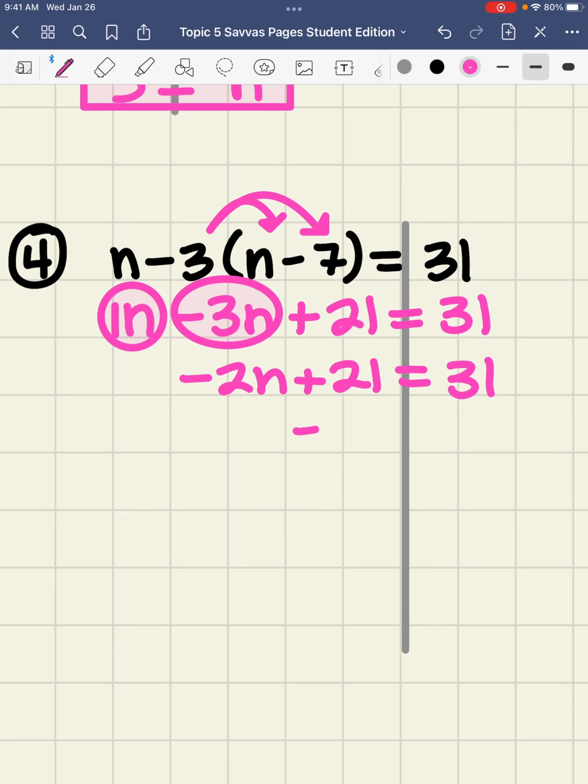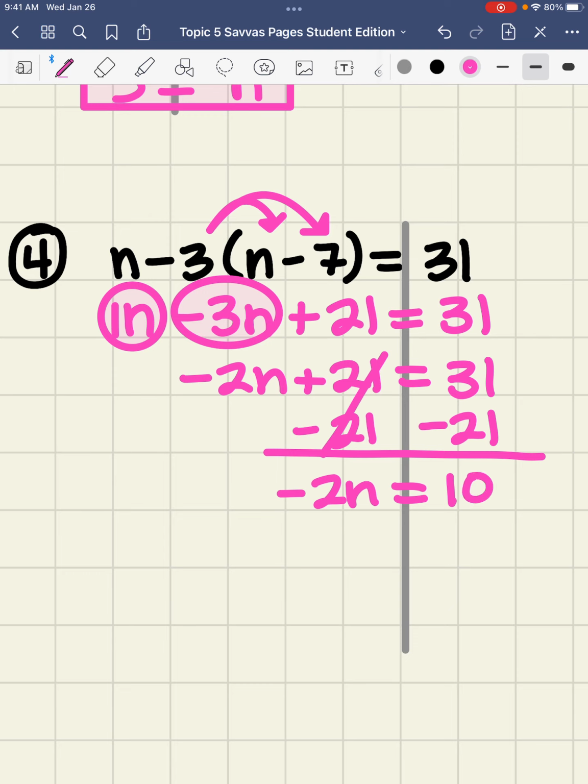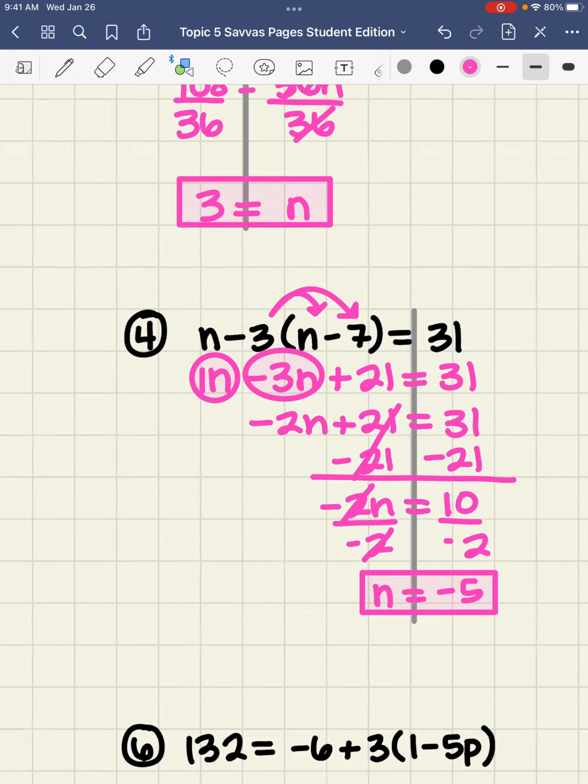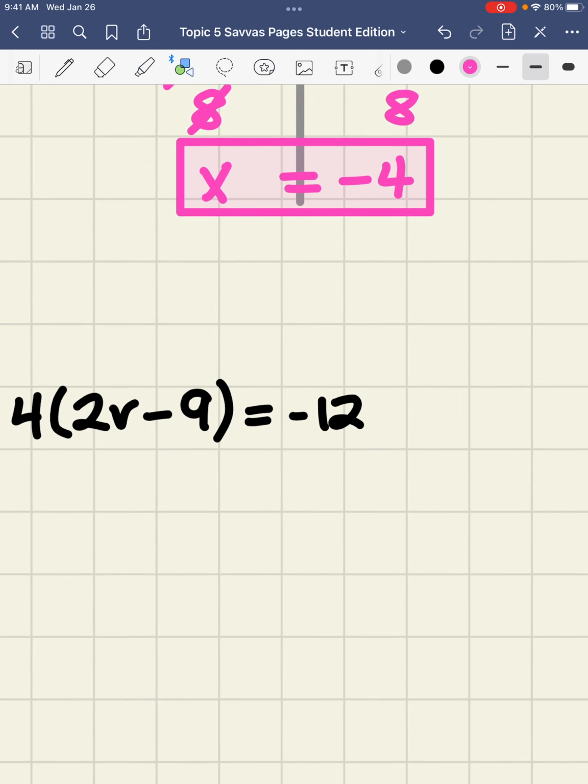We're going to start by subtracting 21 on both sides. So on the side with the n, the 21's cancel out. I'm left with negative 2n equals 31 minus 21, which is 10. Now to get that n by itself, I'm going to divide by negative 2 on both sides. So my negative 2's cancel out. N equals negative 5. Okay, so that is my answer. Moving on to number 5.